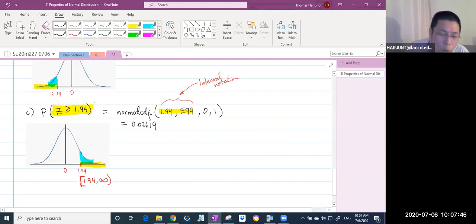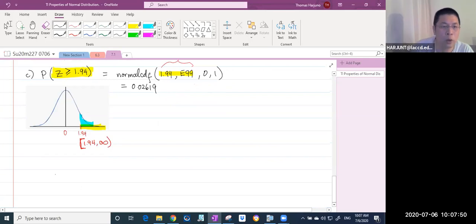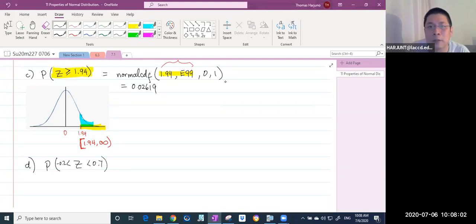So maybe when we say it another way, it's better for us. I know I'm over time, but let's do one more example. This time, if I want to find the probability that Z is between negative 0.2 and 0.7, can you type that down first?